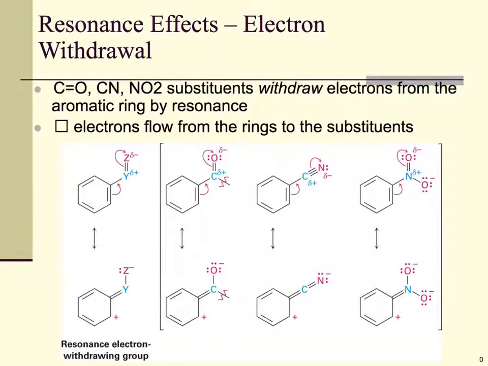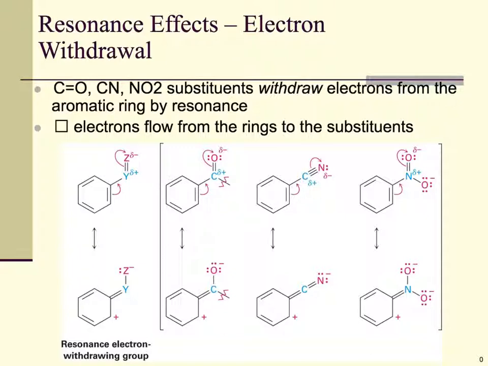The other major effect is the resonance effect. If you're rusty on your resonance and what resonance is, I suggest you go back to, I think it's chapter 2 in this book, and play with that. Make sure you understand what resonance is. Remember, in a resonance structure, the only thing we're moving is pi electrons, right?